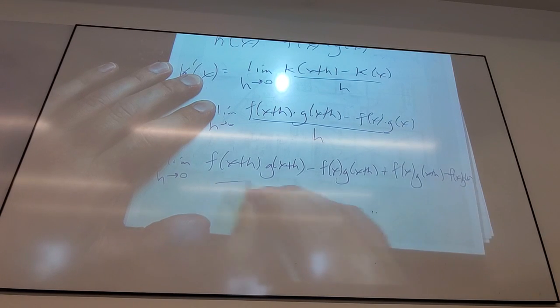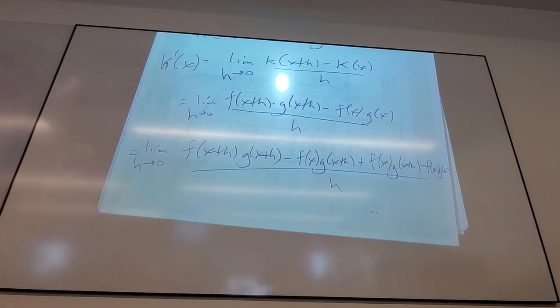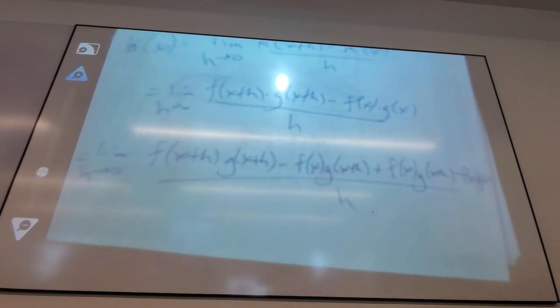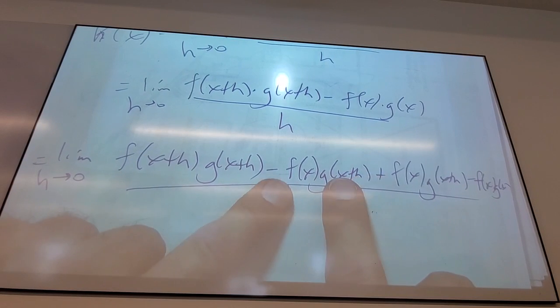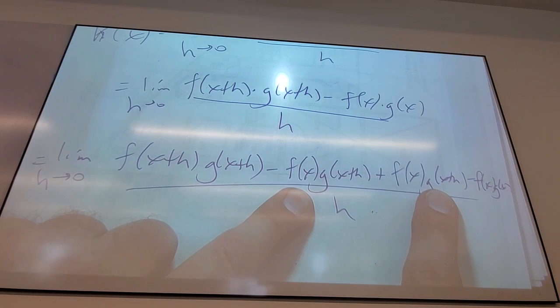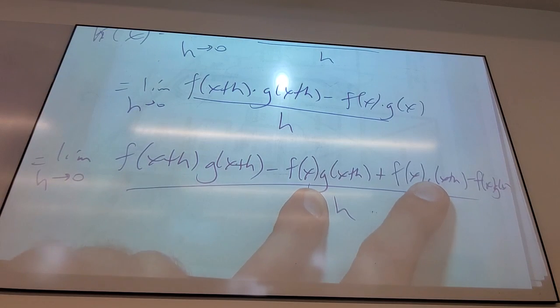I'm going to try to fit it. Okay, let me zoom in on that. So I took this and this, and I added and subtracted f(x)g(x+h). Again, would any of you think to do this in a million years? No. Of course not. I don't.